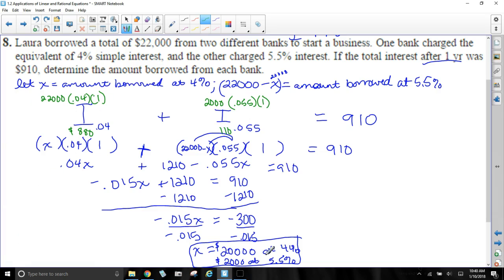Stop. Oops, I see where I messed up in the checking of this. She didn't borrow 22,000. She only borrowed 20,000. That's what this number is right down here at 4%. My bad. Now when we multiply 20,000 times 4%, that's just 800. And the 800 plus the 110 is the 910. Okay, so again, be careful about your checking, but it should come out if you put the right number in there to begin with.